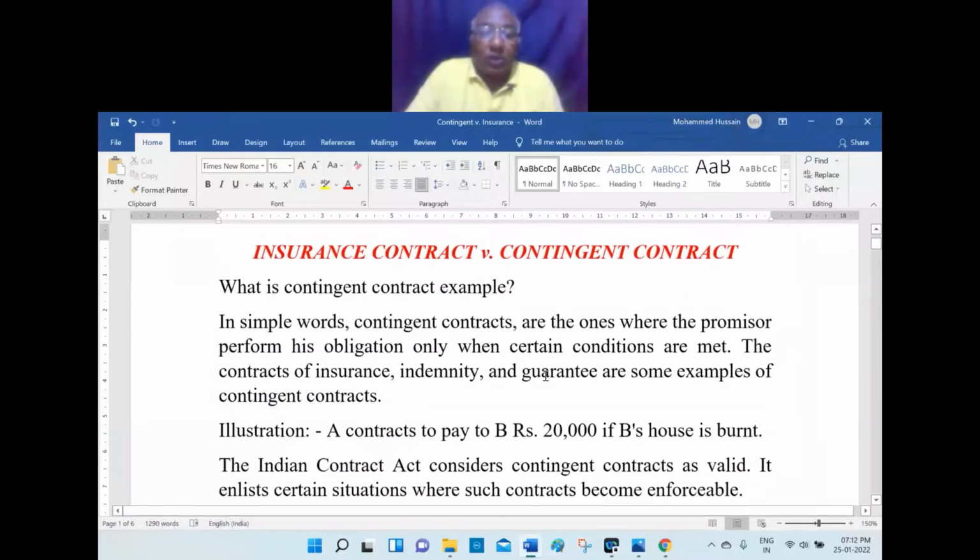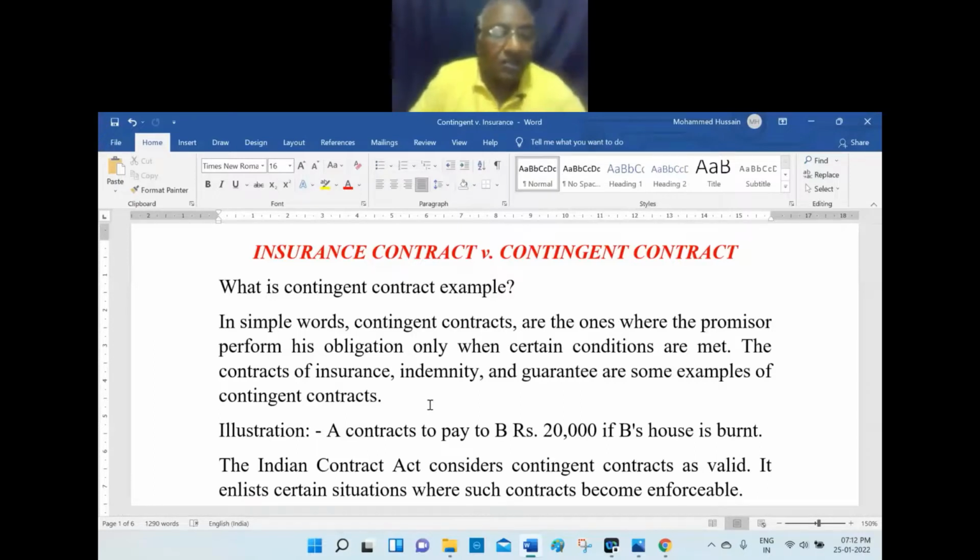Without wasting time, let me go directly to insurance contract versus contingent contract. What is a contingent contract? In simple words, contingent contracts are the ones where the promisor performs his obligation only when certain conditions are met. The contract of insurance, the contract of indemnity and guarantee are some examples of the contingent contract. If a thing happens, then only it can be done. If the thing does not happen, then it cannot be done. That is what is said about contingent contracts.